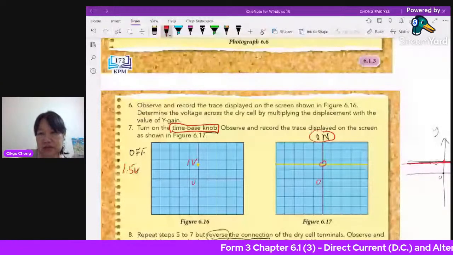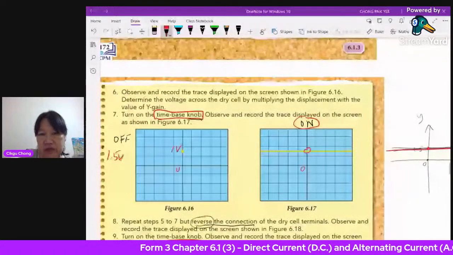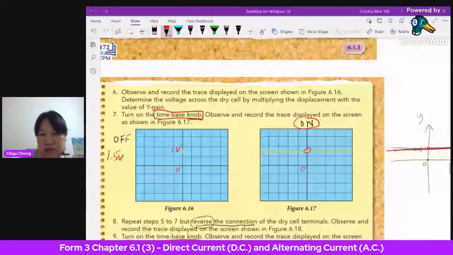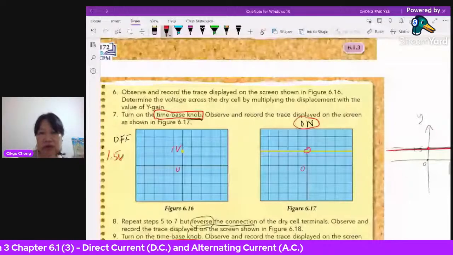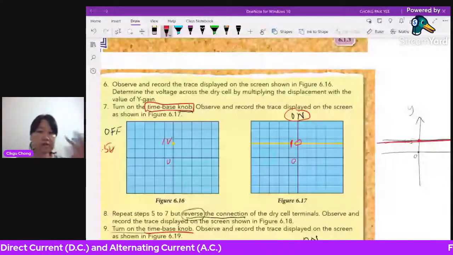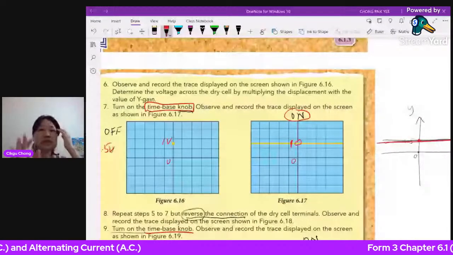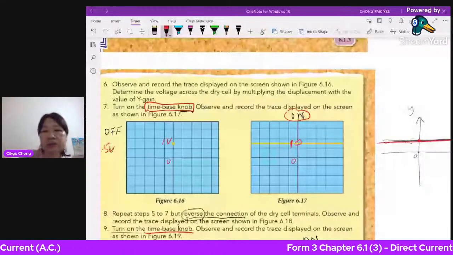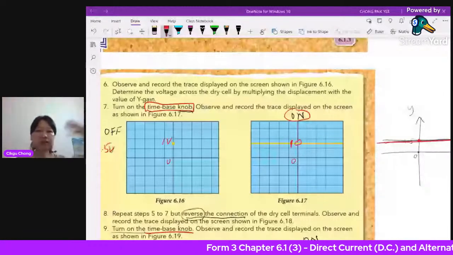So let's say this is 1 volt. At 1V here, the number here is 1, and you can see this is the position of the line. So this is DC. It doesn't change direction, it's always positive. You see, it's positive. It doesn't go to negative.